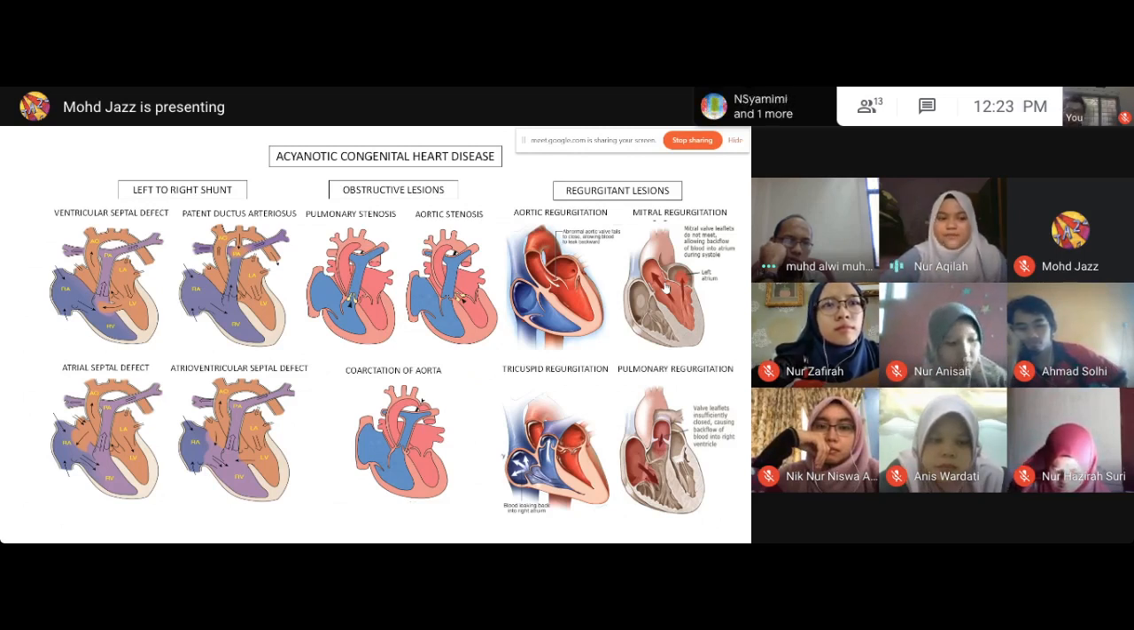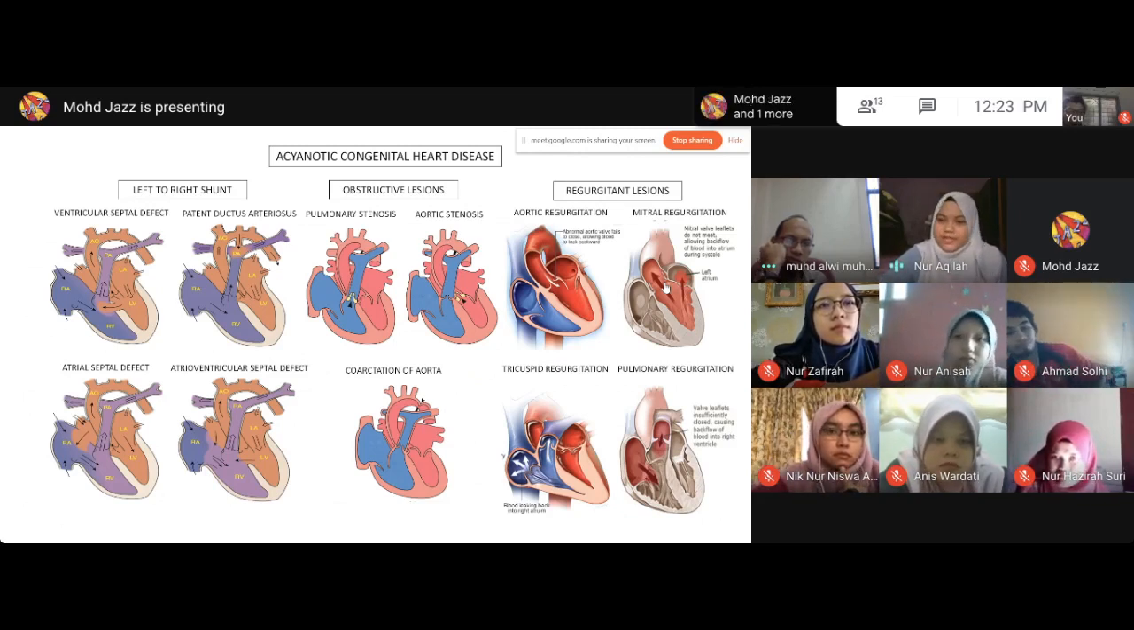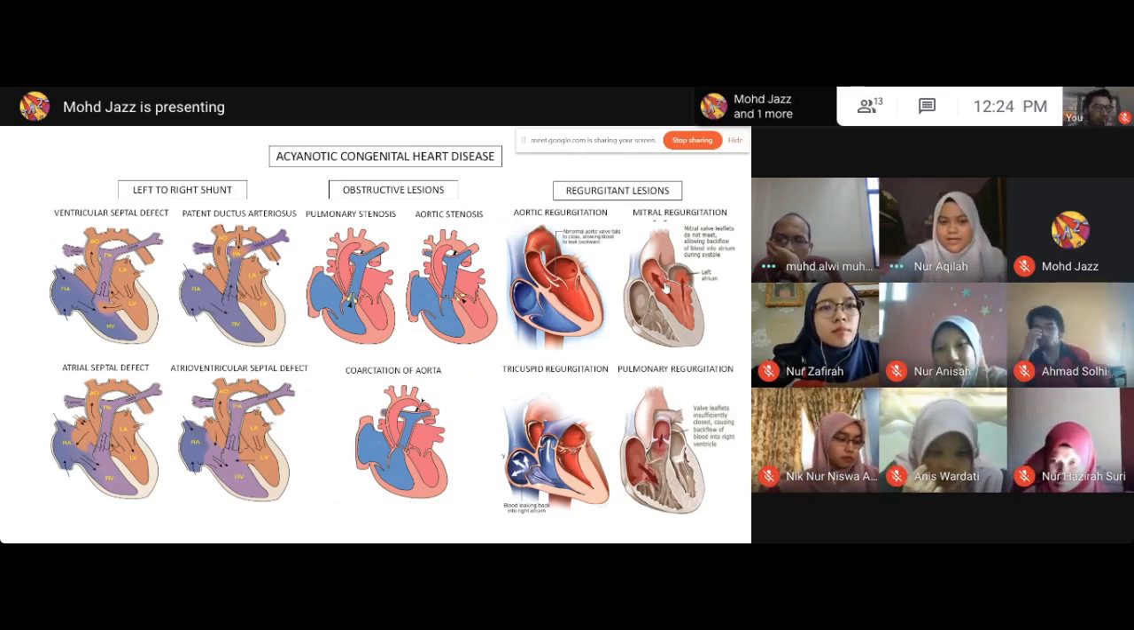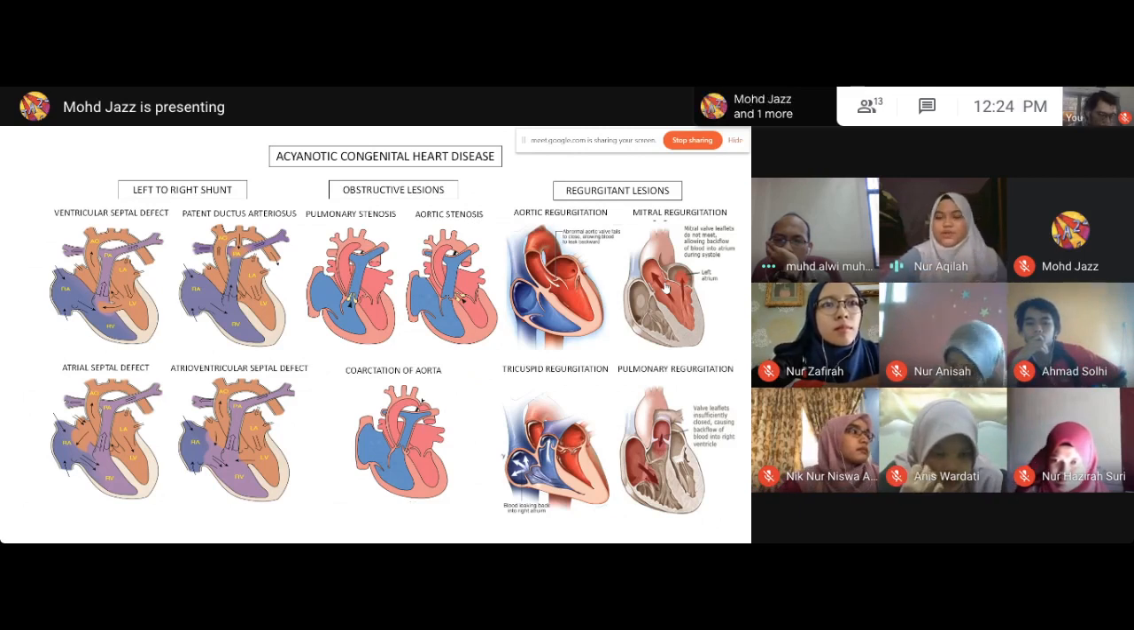For VSD, we can divide it into membranous type and muscular type. The more common is the membranous type, which can be further divided into infracristal and supracristal. Among these two, infracristal is more common than supracristal. However, for supracristal, the location of the defect is close to the aortic valve. Therefore, supracristal VSD is more commonly associated with aortic insufficiency. So if you get a patient with supracristal VSD, in the echo we also have to look at the aortic valve function because it is commonly associated with aortic insufficiency.